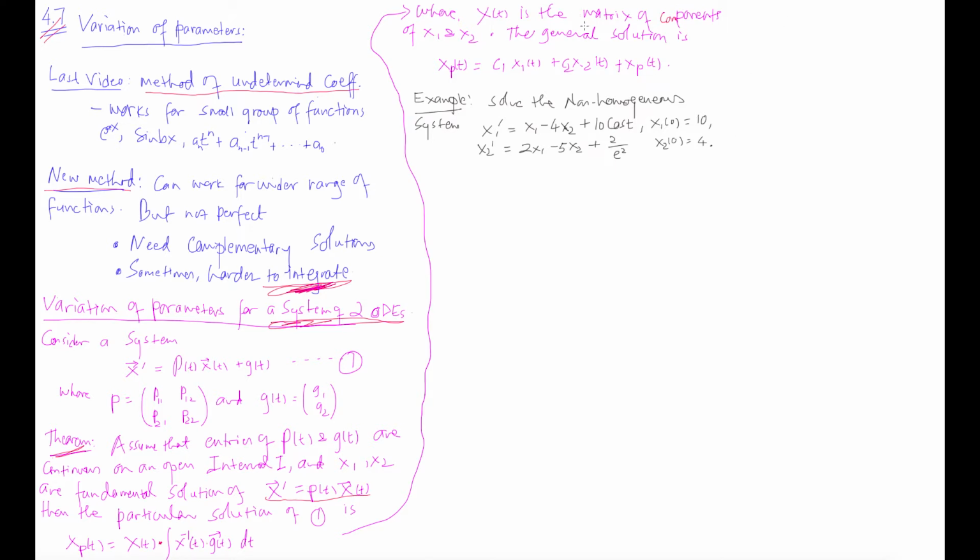Where X(t) is the matrix whose columns are the solutions x1 and x2. Then the general solution is x(t) equals c1 x1 plus c2 x2, that is from the homogeneous equation, plus x_p(t), the particular solution. By the way, in section 4.6, the method of undetermined coefficients, I think I denoted the particular solution by just y, but that's not right. You should denote it by y sub p, to show that p is the particular solution.